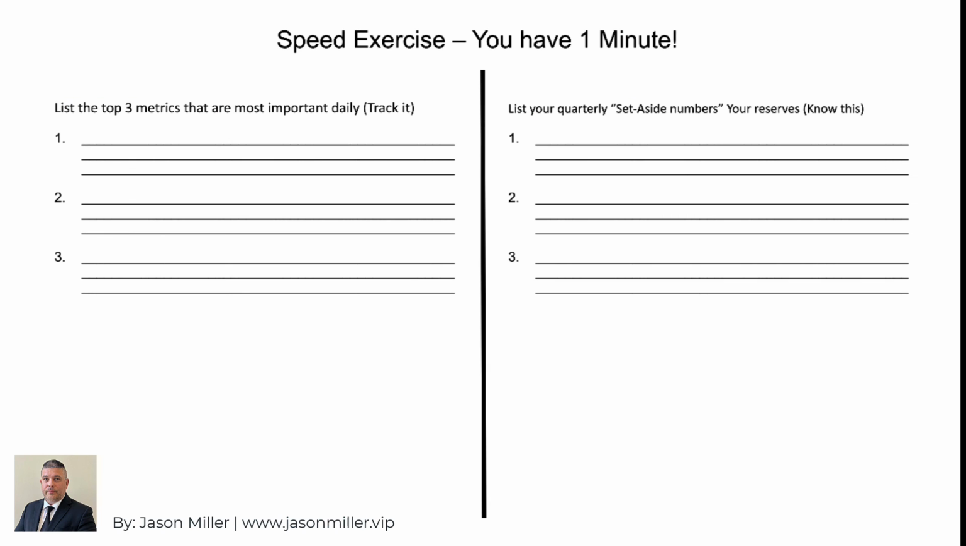All right, let's do this quick speed exercise. You have 1 minute to do it. Don't think about it too much. I just really want you to take the time and list the top 3 metrics that are most important daily to you and track it. And list your quarterly set aside numbers, your reserves. List what those are going to be. It's going to be X for this, X for that, X for this. So take the time to do this. That way, you're identifying these things.